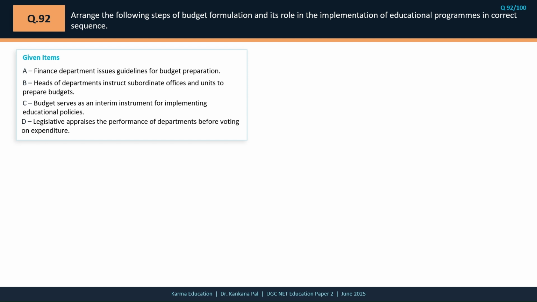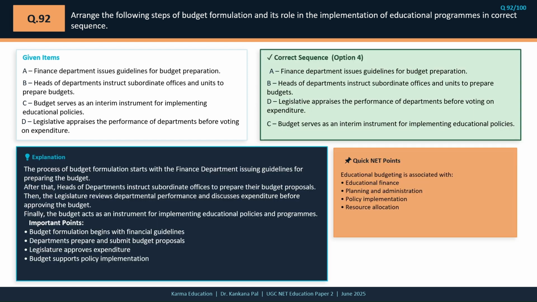The correct sequence is A. Finance Department issues guidelines. B. Heads of departments instruct subordinate offices. D. Legislature appraises departmental performance before voting expenditure. C. Budget serves as an instrument for implementing policies. Therefore, the correct answer is option 2.